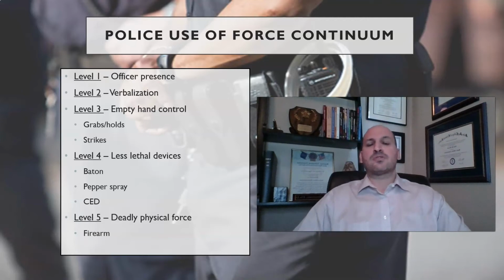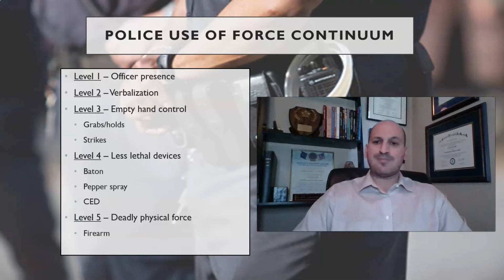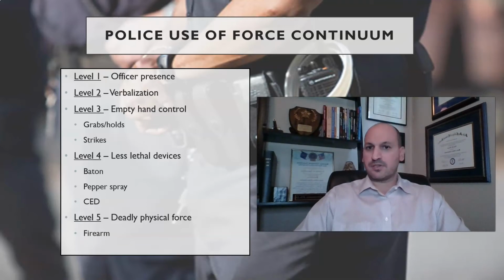The first level is what's known as officer presence. There is a dispute, an argument in the street. The police show up, and by their mere presence, people scatter and the dispute breaks up. Level 2 is verbalization, which is police officers giving commands: stop, don't move, turn around, break it up, you go this way, you go that way. Level 3, empty hand control, would be a grab or a hold, and it could include a strike too, like a punch or a kick if necessary.